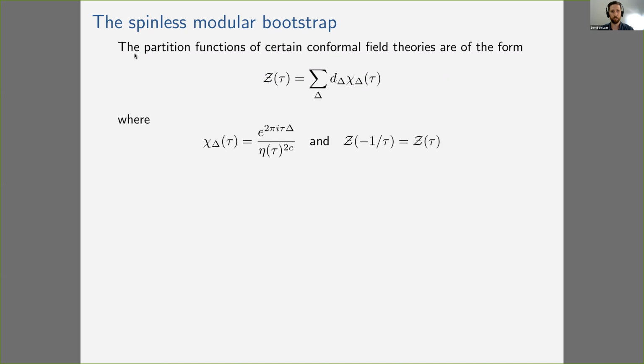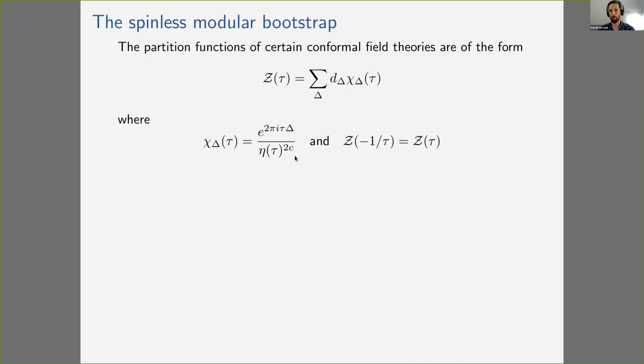The starting point is that the partition functions of certain specific conformal field theories have the following shape. Z as a function of tau is the sum over non-negative scalars delta of d_delta, which is a coefficient, times a function chi_delta of tau. This chi_delta of tau is defined to be the concrete function e to the 2 pi i tau delta over the Dedekind eta function of tau to the power 2c.